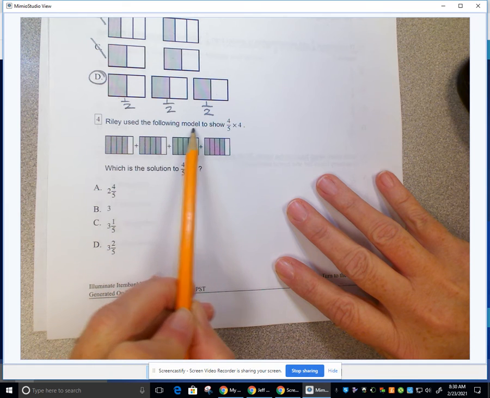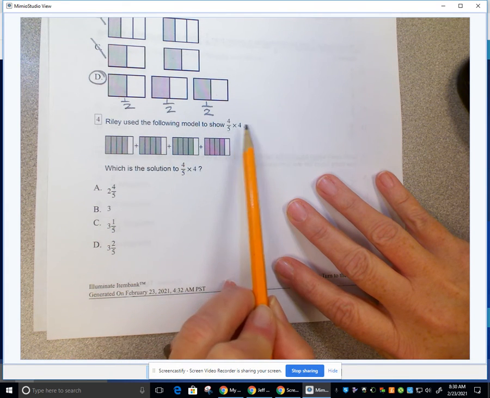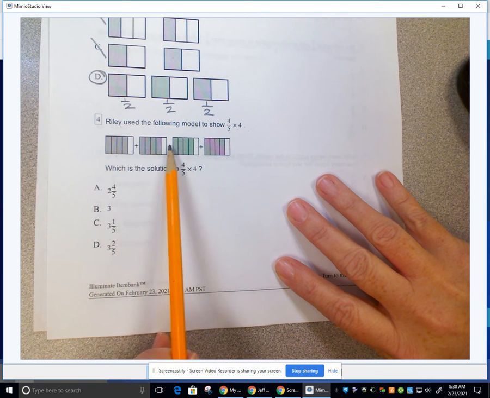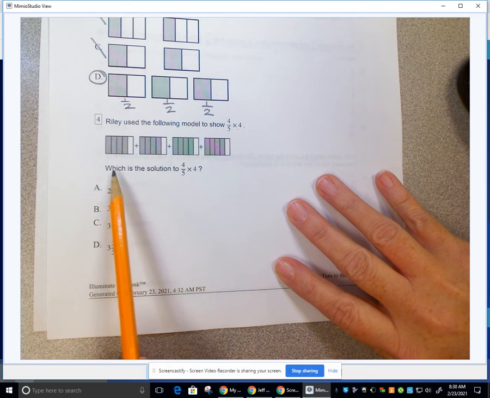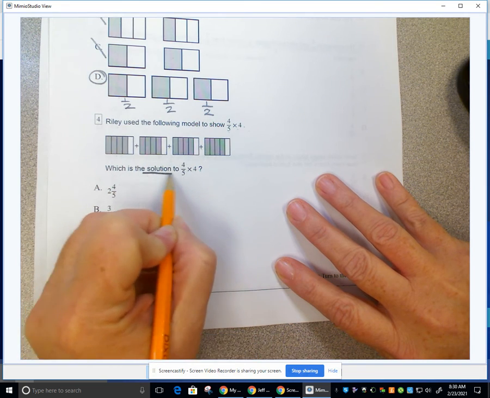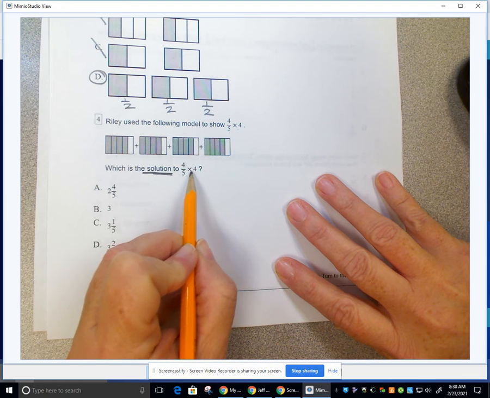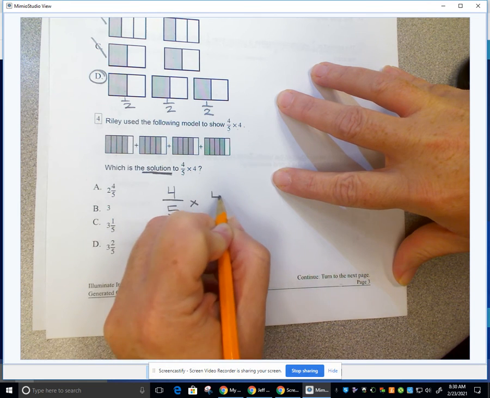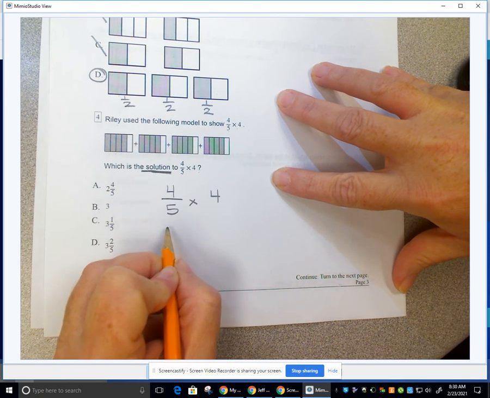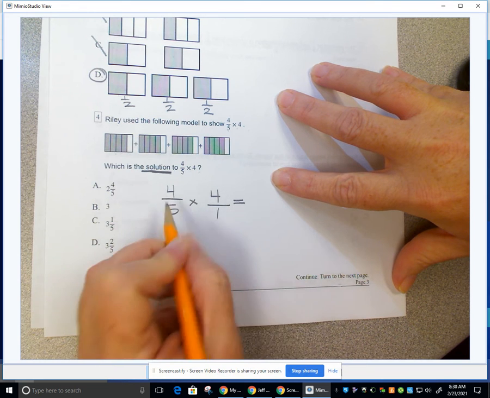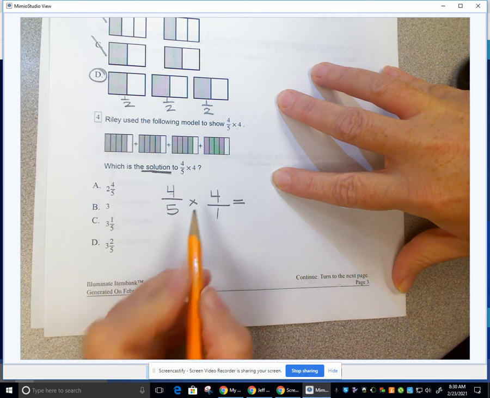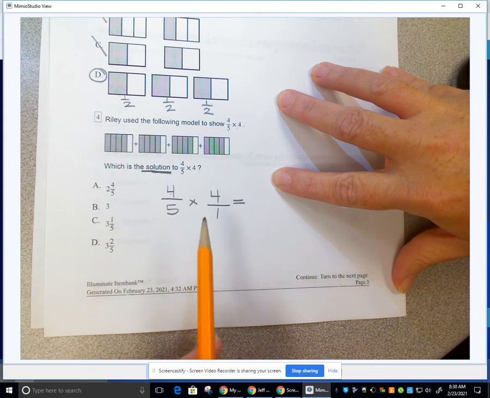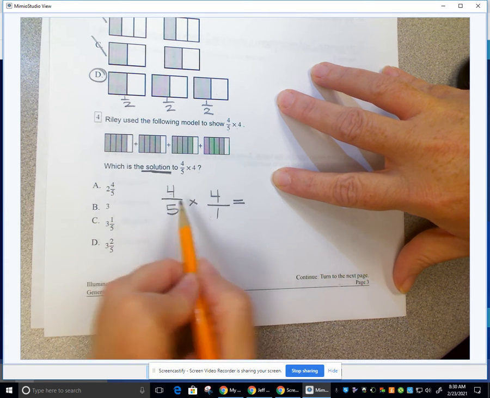Riley used the following model to show 4/5 times 4. So here's his model. He did 4/5 plus 4/5 plus 4/5 plus 4/5. Which is the solution? The solution is the answer to 4/5 times 4. That means I'm just going to solve it. So we've got, I'll slap a 1 here. Top times top, bottom times bottom. And normally I'll do that unless I see where cross-canceling could help me make numbers a little smaller, more friendly to work with. But these are okay so far.